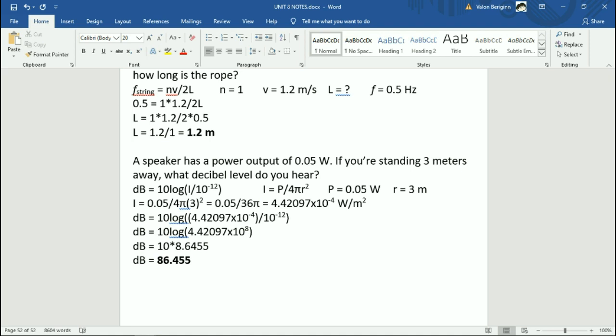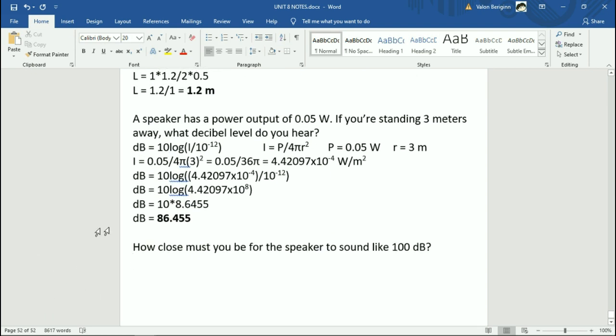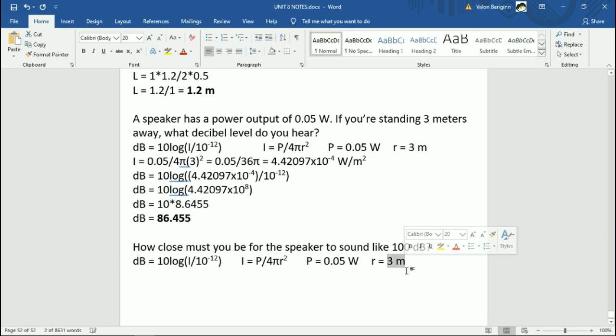It could say, let's see, how close must you be for the speaker to sound like 100 decibels? So now we've got to go backwards. Same setup for everything here, except we don't know what the distance is. We're solving for that, and we know that the decibel is 100.